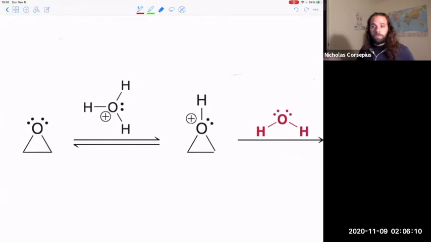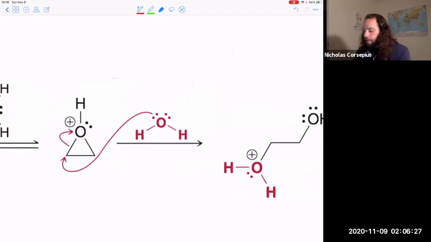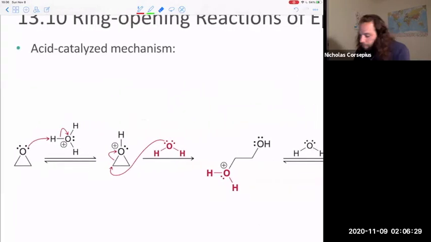Hopefully everybody said proton transfer. That oxygen is going to come and grab that hydrogen of my acid. Now I have this protonated oxygen, which is going to be a great leaving group. So water can come act as the nucleophile, kick. So now I'm left with this type of product here.